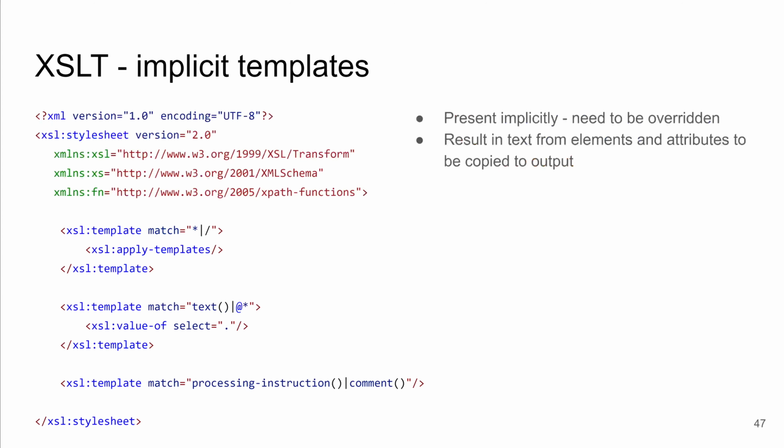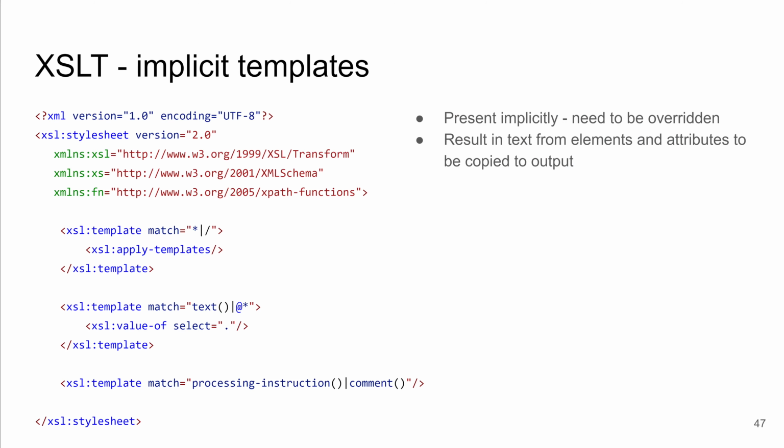The answer lies in so-called implicit templates. So even if you do not specify any template in your style sheet, the XSLT processor still runs some, and those implicit templates are now displayed in the slide. So even if you do not specify anything, these templates are always there. And they result in all text in elements and attributes being outputted as is. So that is what we have seen in the result before.